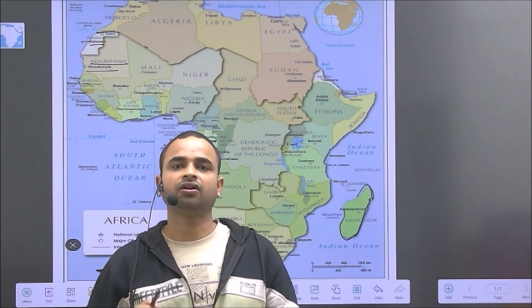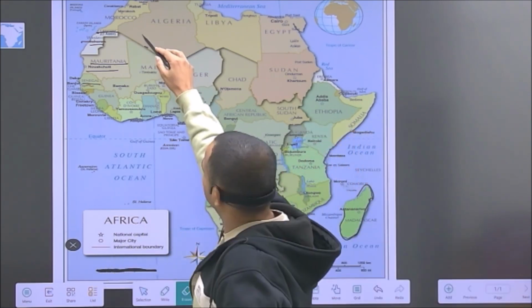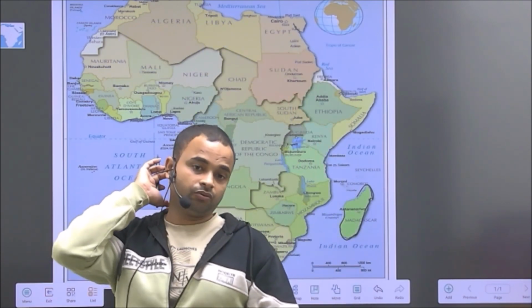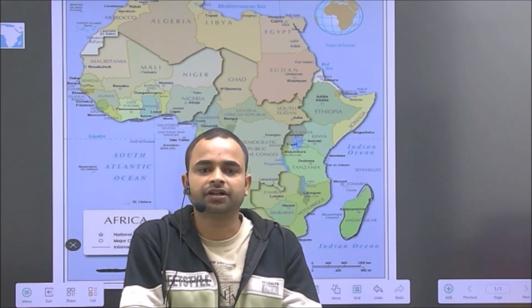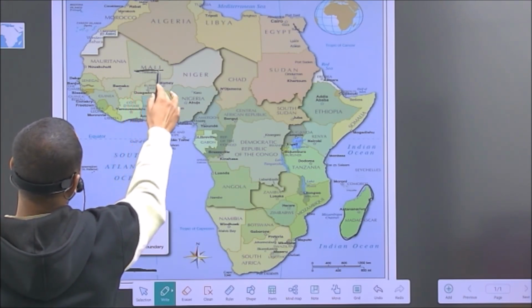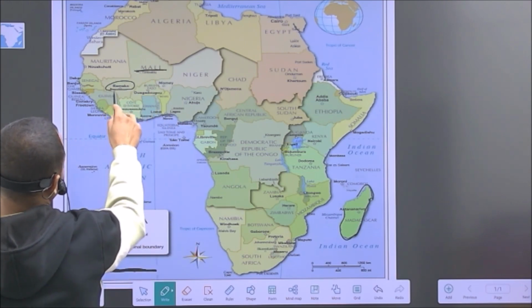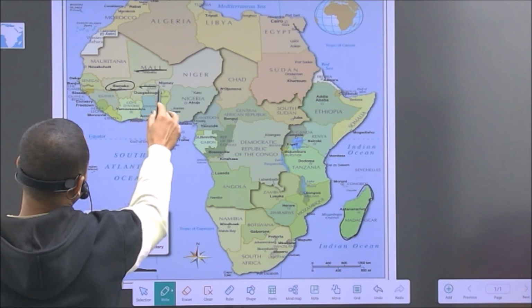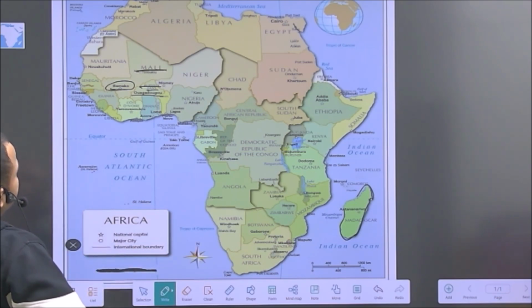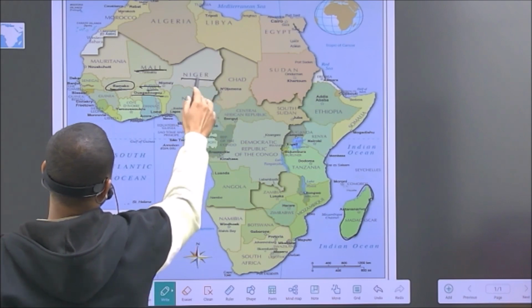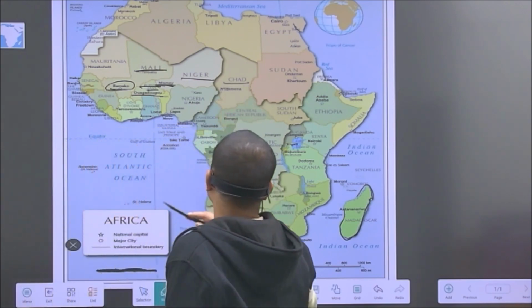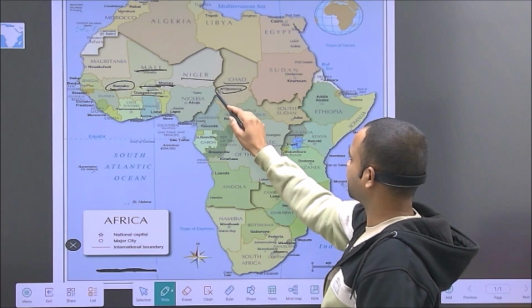Now we will see the landlocked countries of the African continent. So first of all, here you can see Mali. Bamako is the capital of Mali. Burkina Faso. Ouagadougou is the capital of Burkina Faso. Niger. Niamey is the capital of Niger. Chad. And N'Djamena is the capital of Chad.